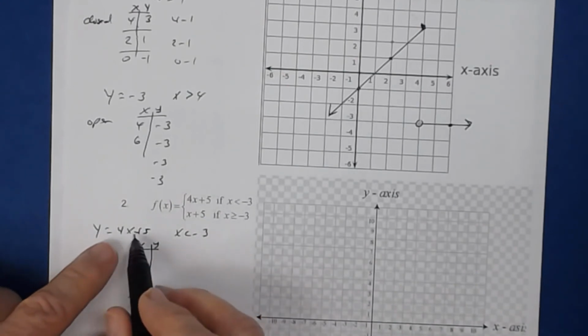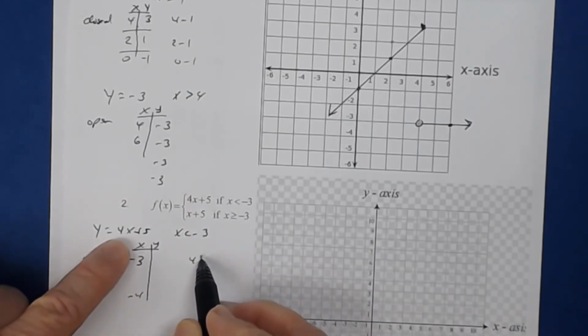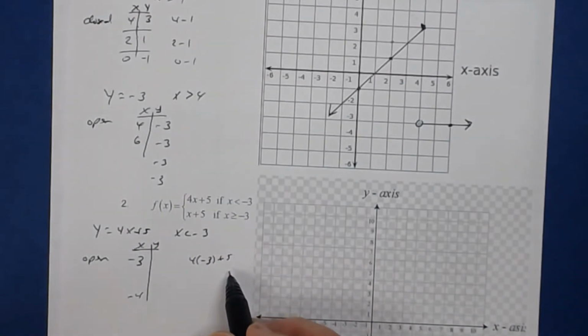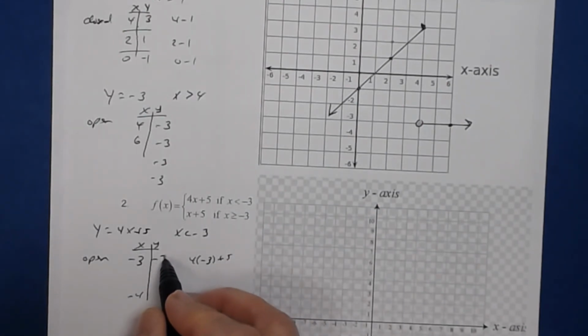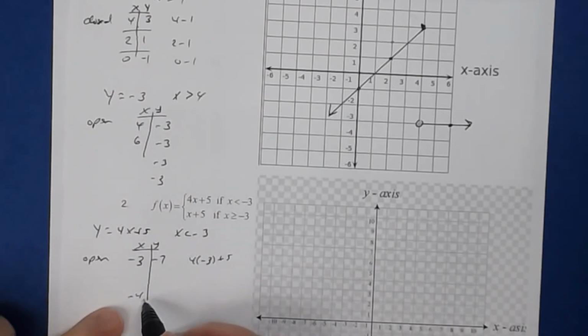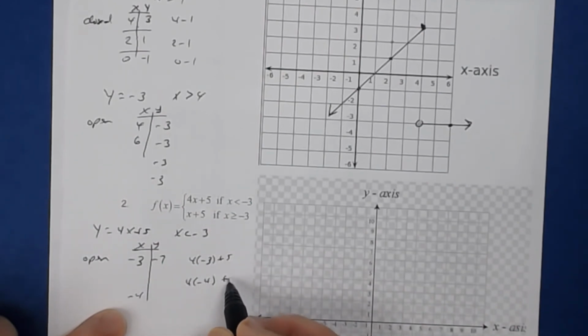But when x is negative 3, this says my y value is going to be 4 times negative 3 plus 5. 4 times negative 3 is negative 12. Negative 12 plus 5 is negative 7. Okay. All right, and then let's go to negative 4. So when x is negative 4, I get 4 times negative 4 plus 5. 4 times negative 4 is negative 16. Negative 16 plus 5 is negative 11.